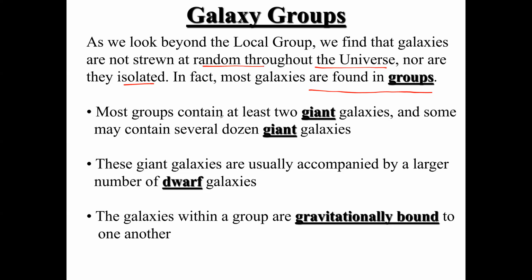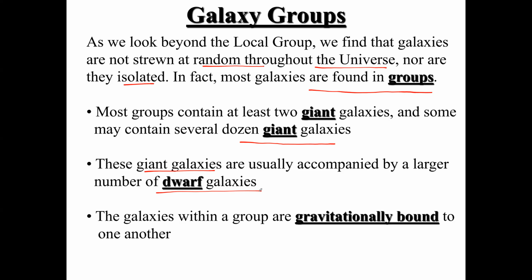And most of these groups contain at least two giant galaxies and maybe some other dwarf galaxies. And actually some of these groups will have maybe dozens of giant galaxies. So there are no specific numbers for how many galaxies you should have inside these groups. Now, these giant galaxies are normally accompanied by a set of dwarf galaxies, as I told you. So a group is a collection of giant galaxies plus dwarf galaxies.